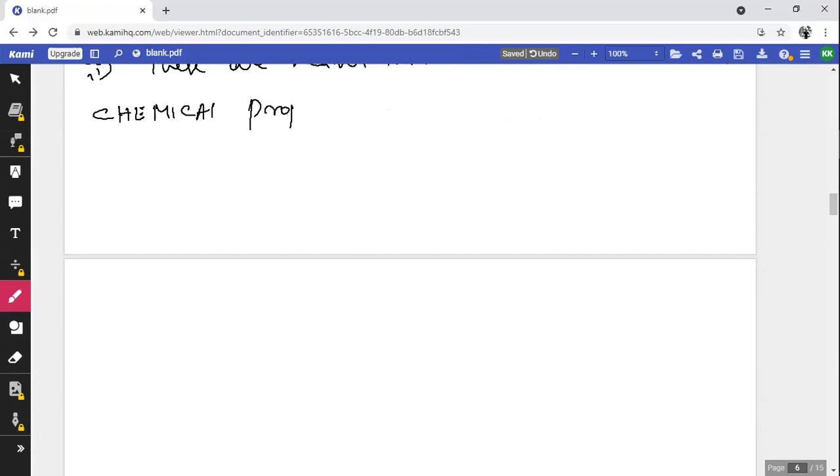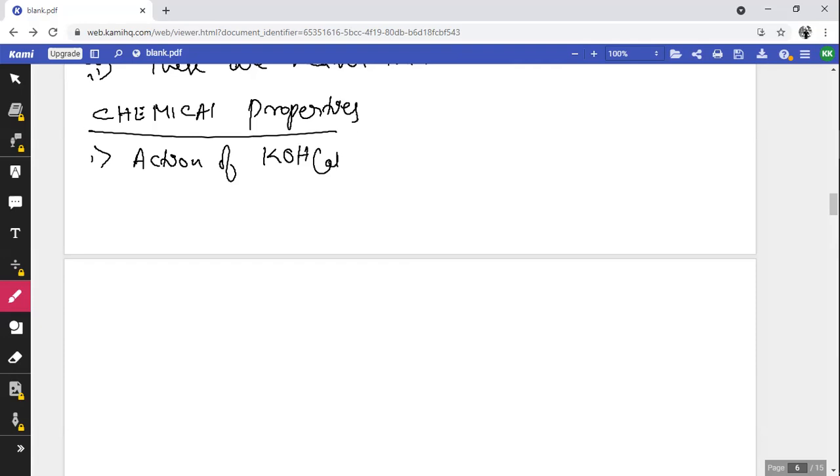Chemical properties include the reactions of these dihalides with other substances. I will consider the first one, that is the action of alcoholic KOH, which undergoes dehydrohalogenation. We have discussed dehydrohalogenation in the previous class, which in simple terms is the removal of both hydrogen as well as halogen.